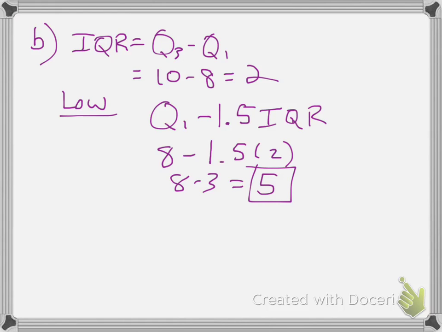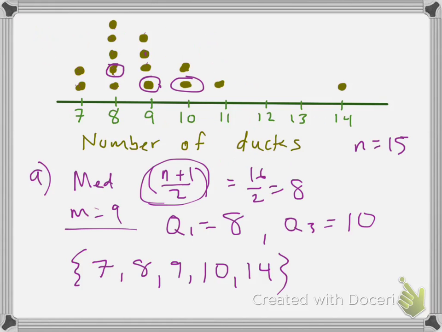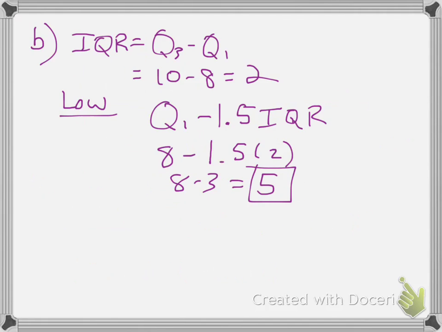This means that any point under 5, or in this case any days when they observe less than 5 ducks, well, that's going to be an outlier. And clearly there were no values in this case less than 7, hence no values less than 5. So there's no low outliers.